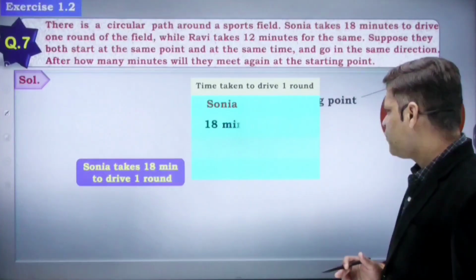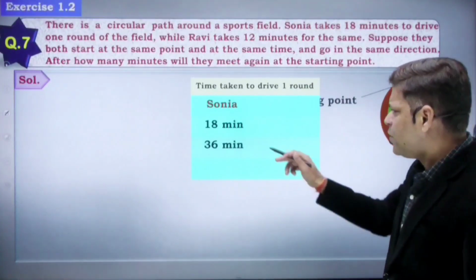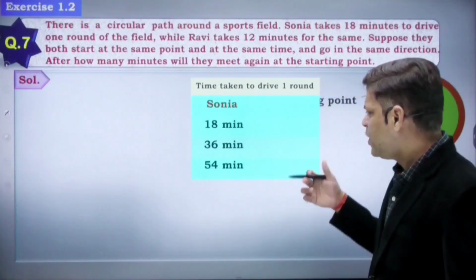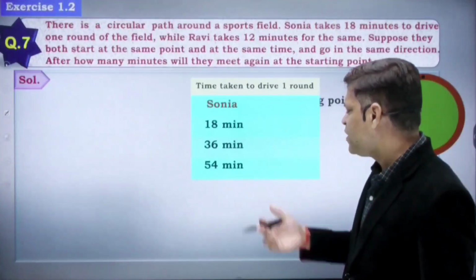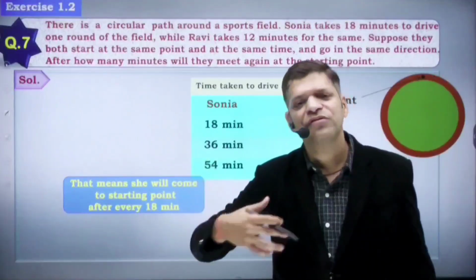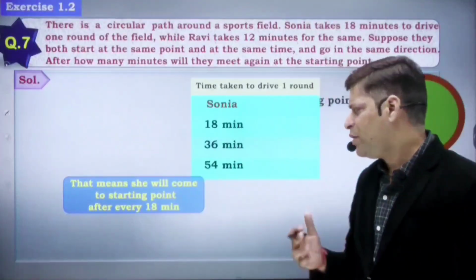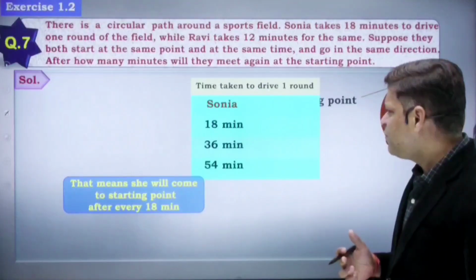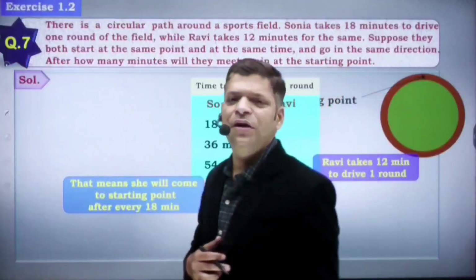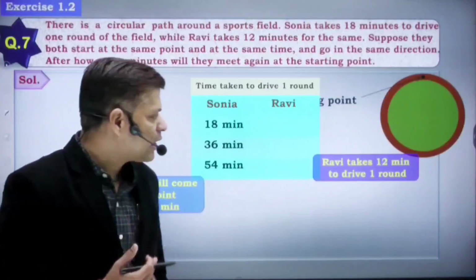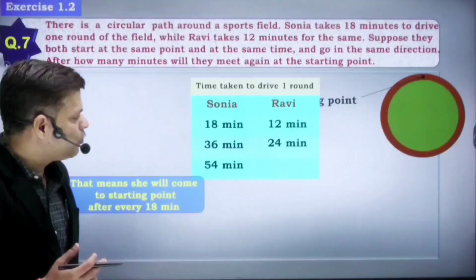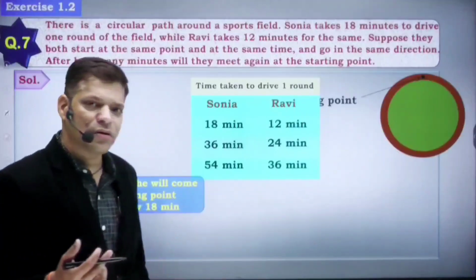Okay, in the similar way, in one round 18 minutes, in two rounds 36 minutes, in three rounds 54 minutes. So this means that she will come to the starting point after 18 minutes. Right. In the same way, Ravi also takes 12 minutes to drive one round. The meaning is that 12 minutes, one round, two rounds, 24, three rounds, 36 minutes.